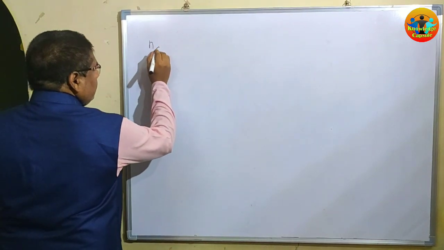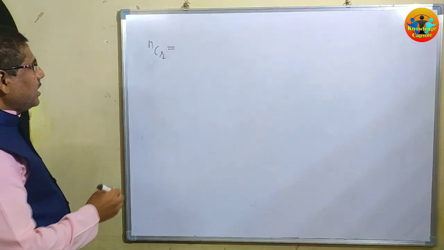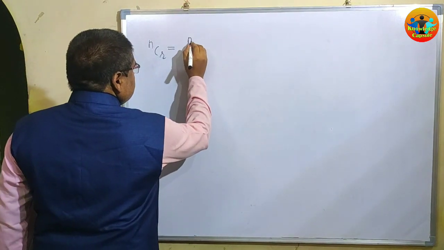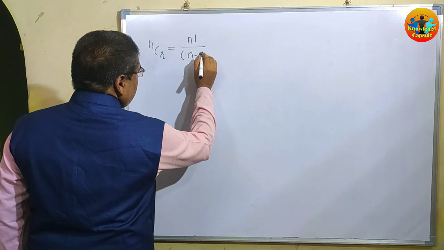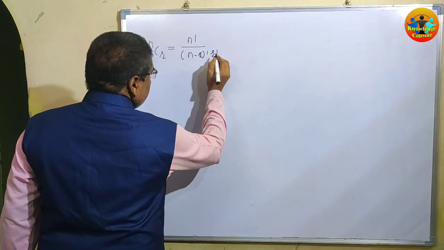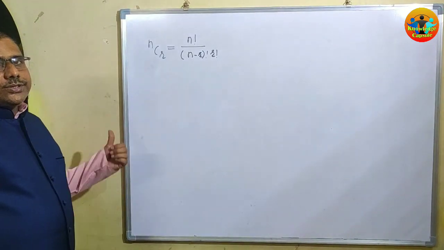We know the formula for nCr, that is the number of combinations taken r at a time. nCr is equal to factorial n upon factorial n minus r into factorial r. Based on this formula, we will derive some relations.